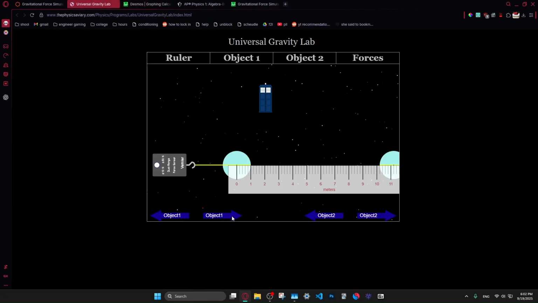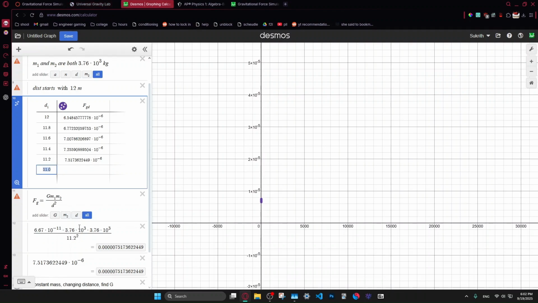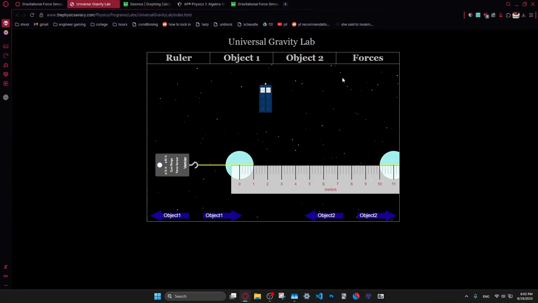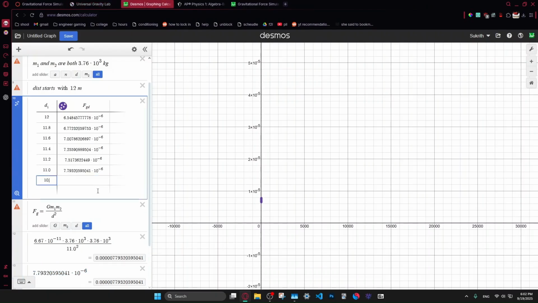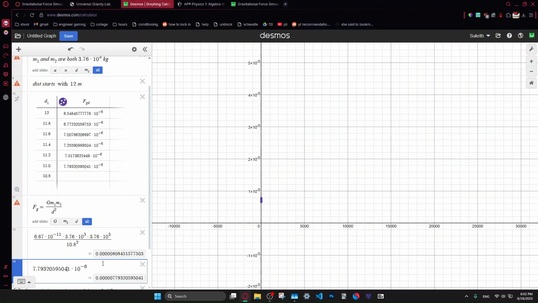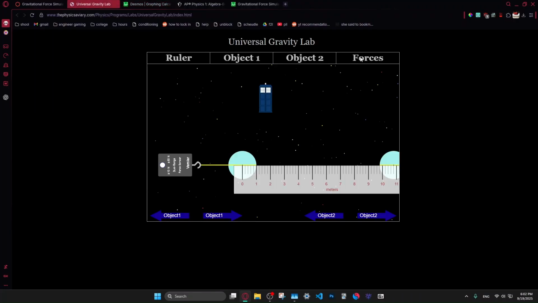We're going to change it to 11.0, and we're going to substitute that in. Should be around 7.8 micronewtons. It is. We're going to change it to 10.8. Oh, sorry. You got to do it here too. 10.8. And we're going to get our number, copy and paste our number, change it to micronewtons. Should be around 8.0, or 8.1, 8.1.